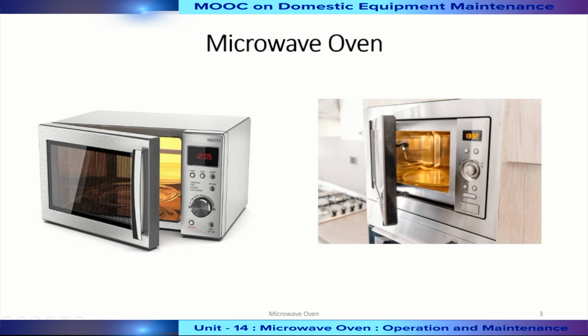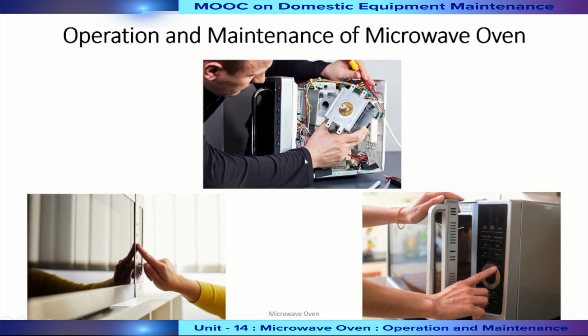As we can see here, this particular part is responsible for activating the door switch. Once the door is closed and the door switch is activated, only then can the microwave actually start operating. So this door switch and this hinge which is connected to the door are a part of the control circuitry itself.